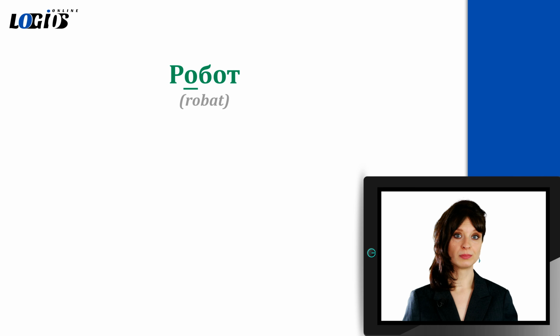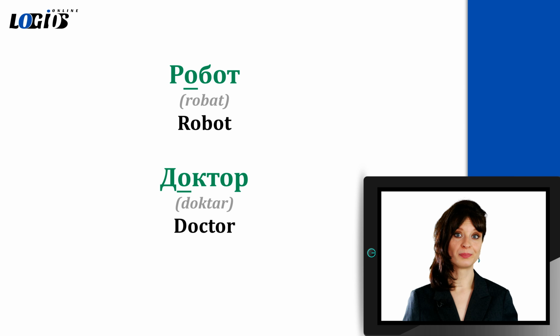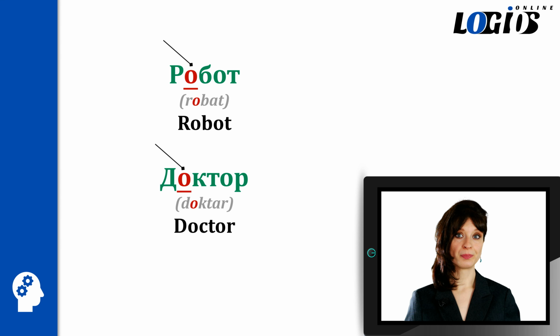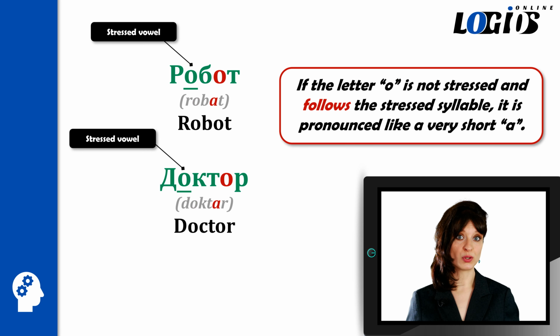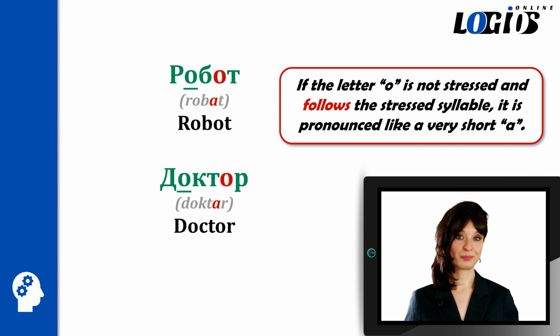And now let's take a look at these two words. Robot, a robot. And doctor, a doctor. So as you can see, the stressed O's in these two words are pronounced O, whereas the other ones, which are not stressed and follow the stressed vowel, are pronounced like short A's. There is nothing new here, you already know this rule.